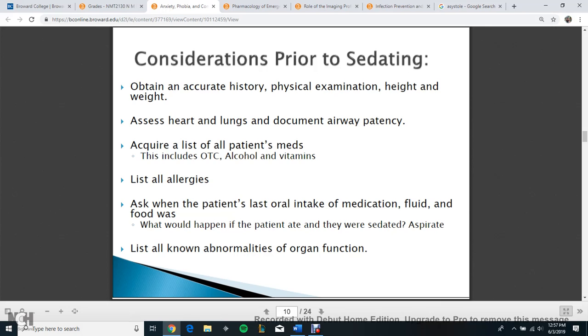What would happen if the patient ate and they were sedated? They would aspirate. List all known abnormalities of organ function.